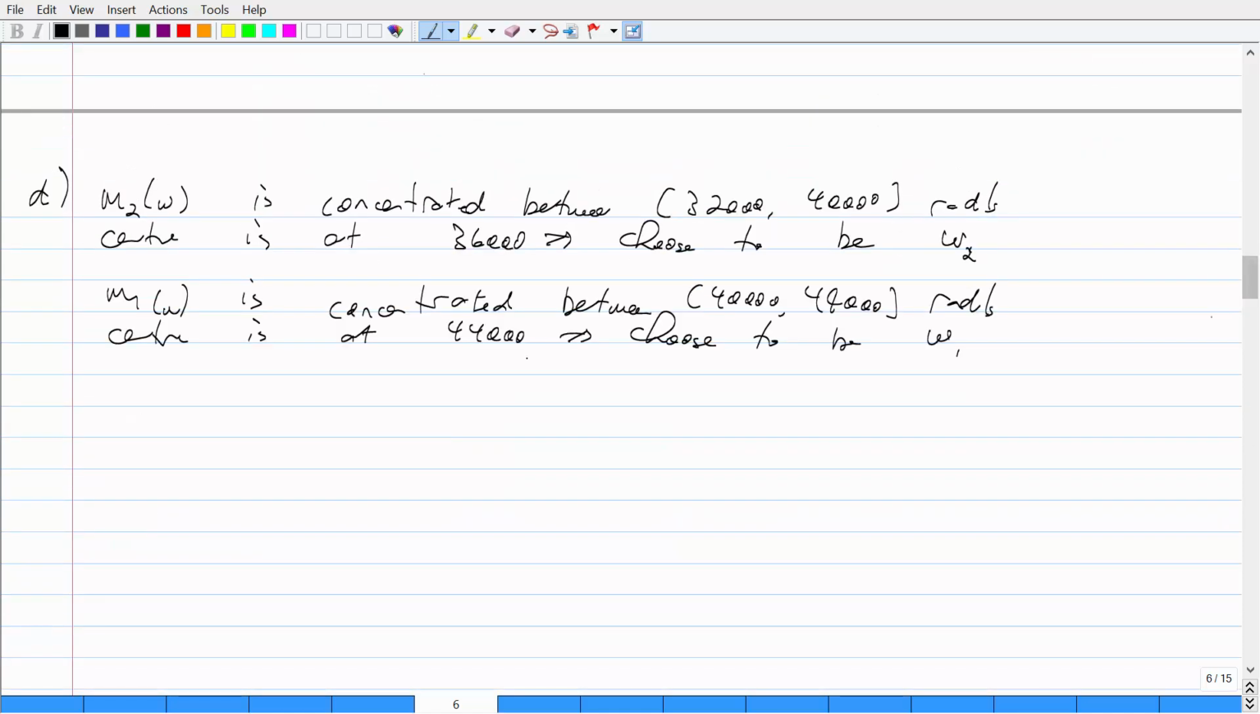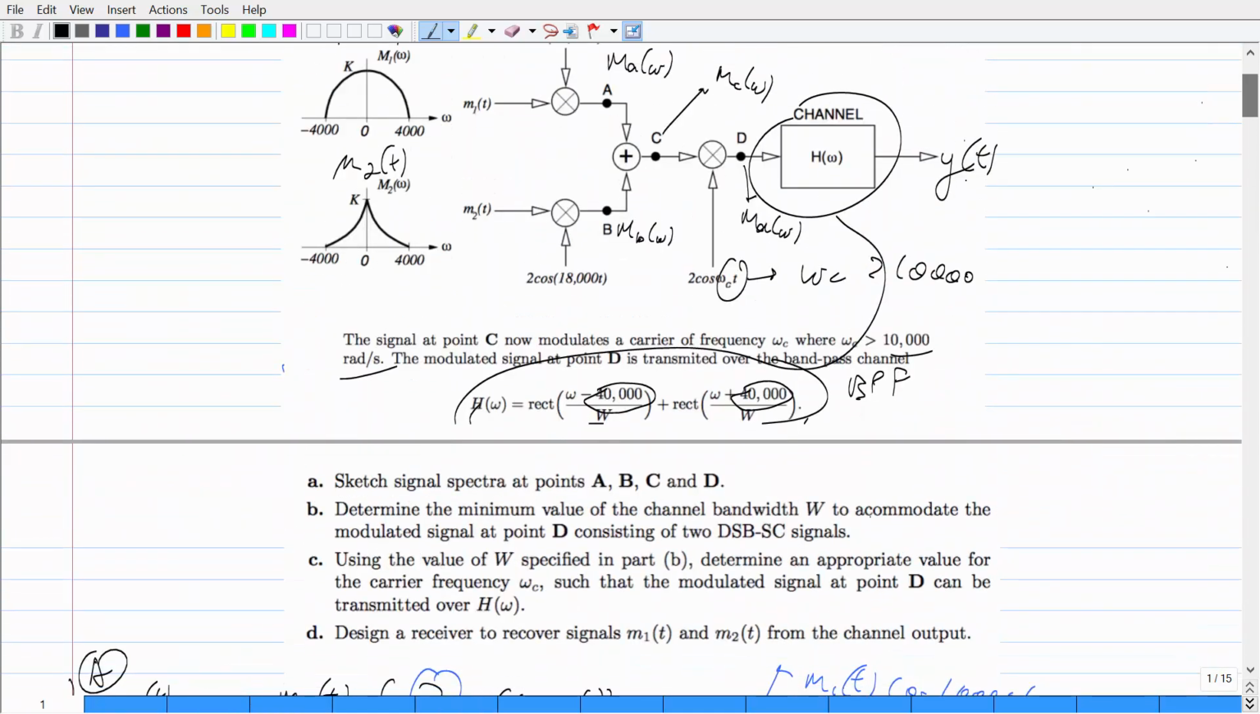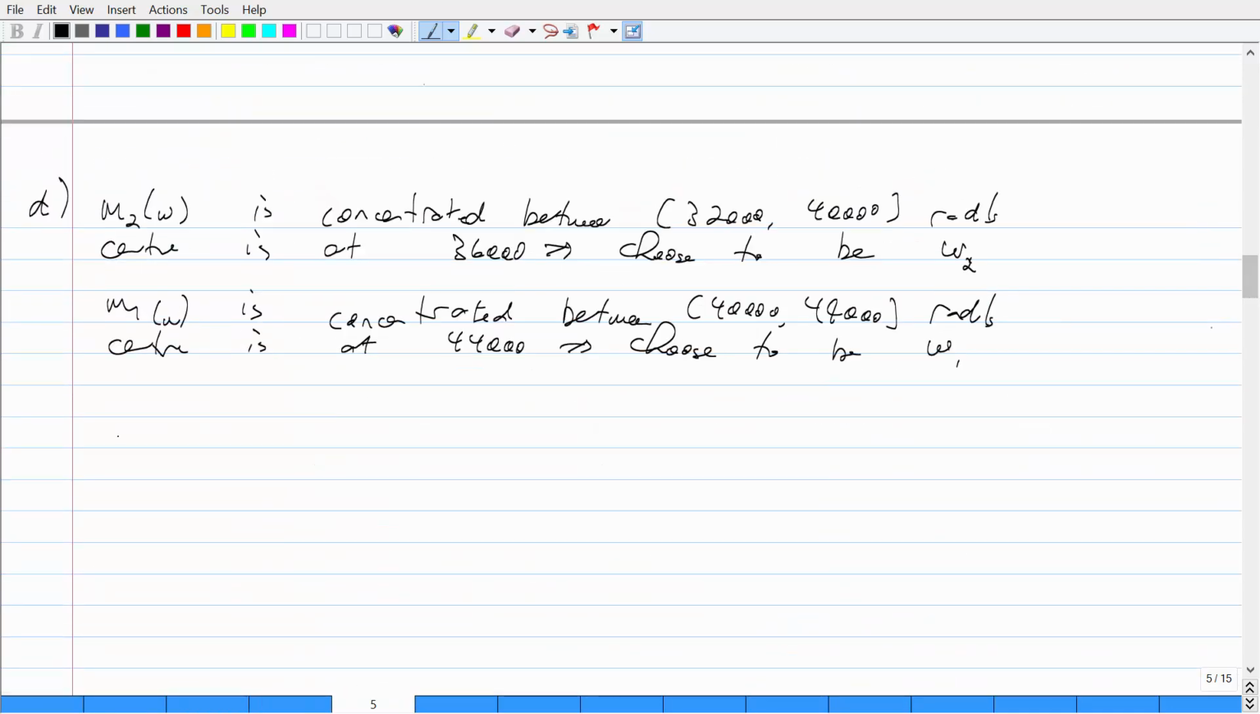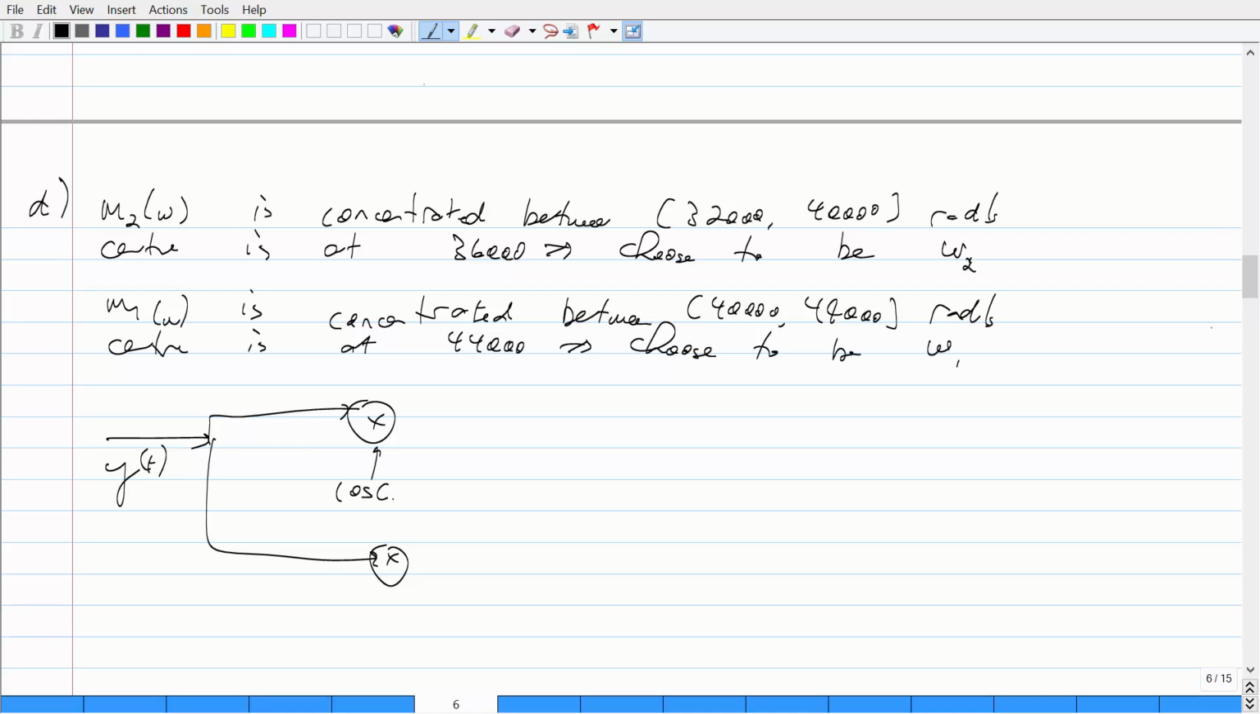Okay. The reason why you choose the middle is because when you do the demodulation, you make it so that the center becomes 0 at these frequencies, and then you get the baseband between minus and plus 4,000. So, we'll call the output y of t. All right, so y of t is coming in, and then we can split it into two different branches. The first one, the modulated component, will be multiplied by 44,000 rads per second, and the second one will get modulated by 36.